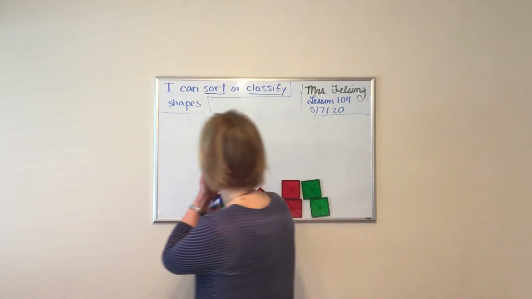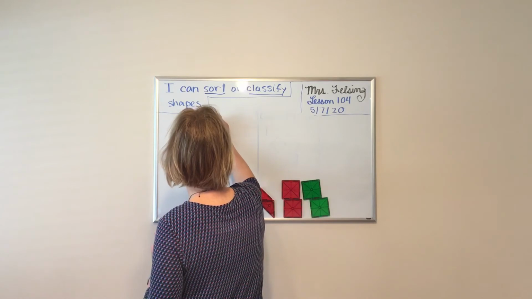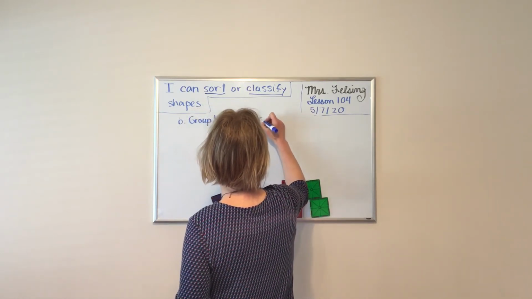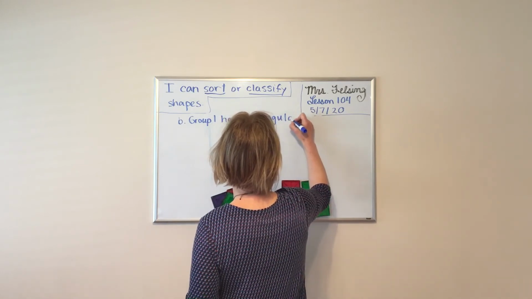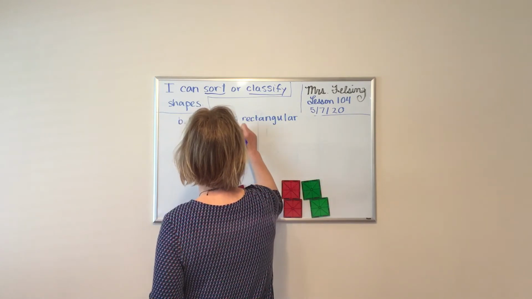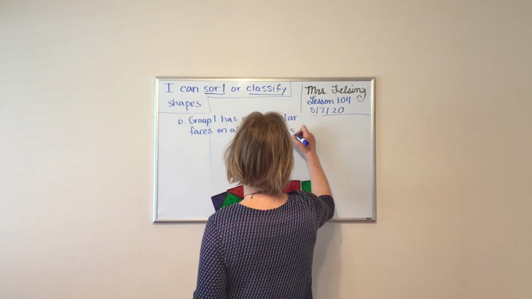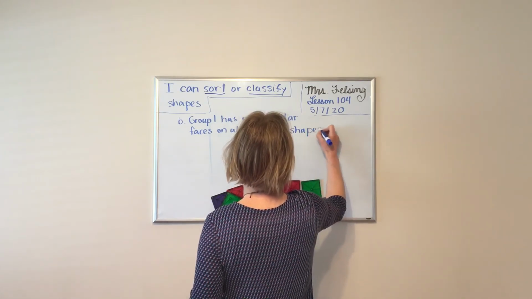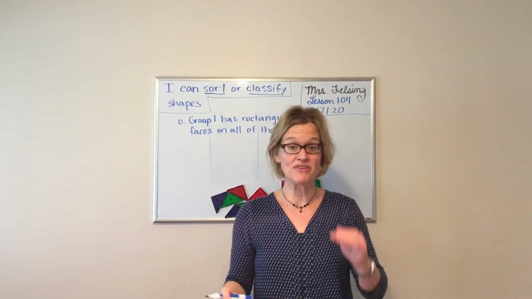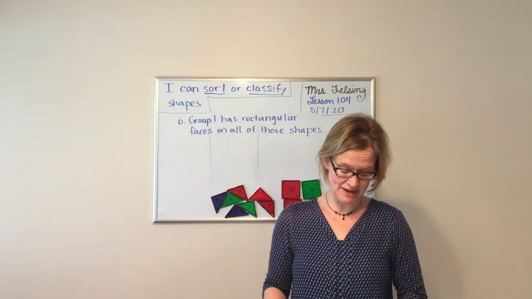So I would say for letter B, group 1 has rectangular faces on all of those shapes. Now, is every single face in every shape a rectangle? No, but there are rectangular faces on every single shape for group 1.